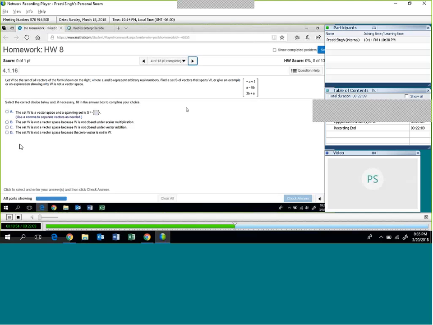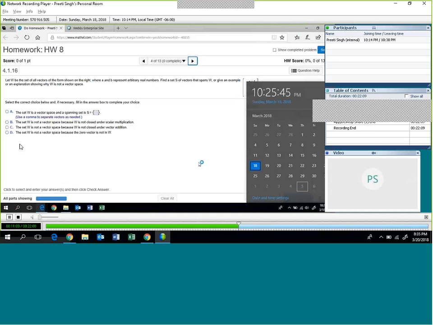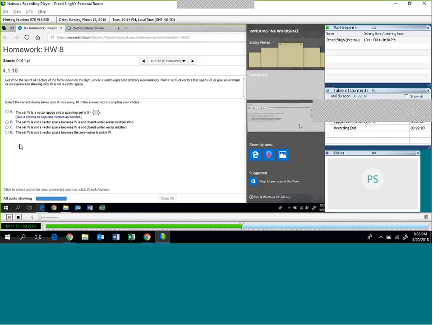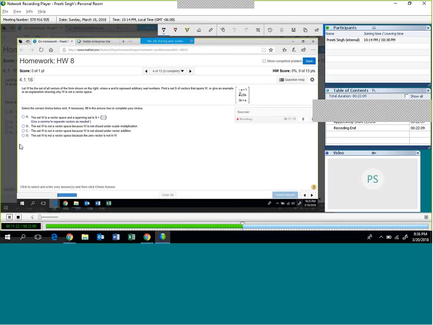Okay, now this is an interesting example. So W is a set of all vectors of the form shown on the right. Find a set of vectors that span W, or give an example or an explanation showing why W is not a vector space. So this is your homework 8, problem 4, and that's an example of something that's not a vector space, not a subspace.